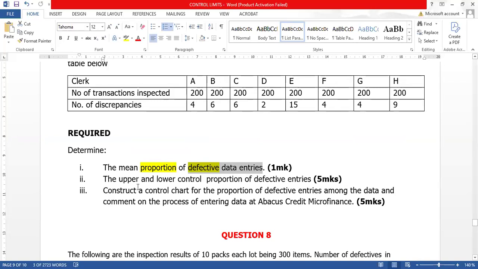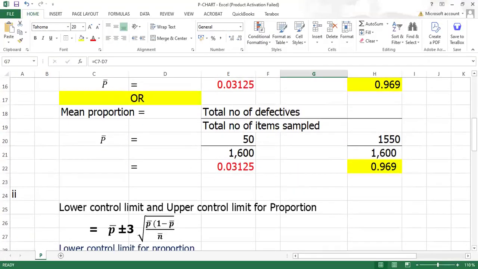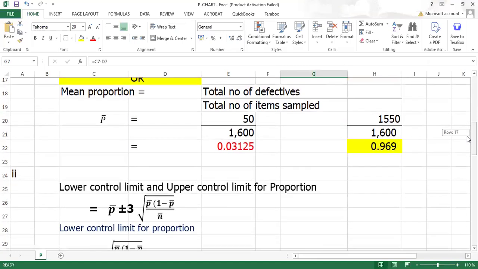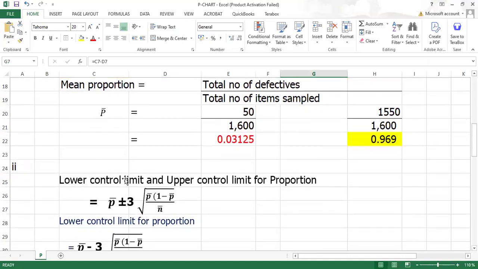Roman 2, we are told that we determine the upper and lower control proportion of defective entries. Upper and lower. How do we get that? We have the formula that we follow. This is the formula that we follow. Please, you write it very well. As you determine the lower control and upper control, this is the formula that you will always use, this one.